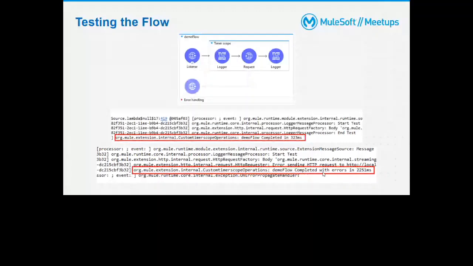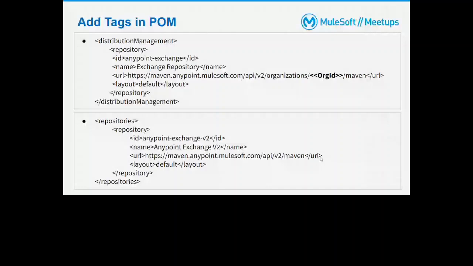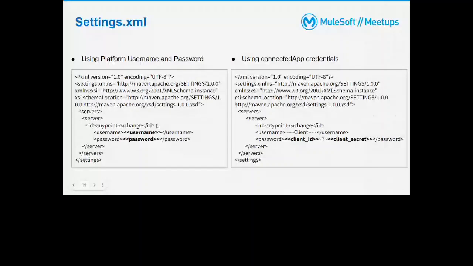Publishing to Exchange is again quite easy. We need to have two tags, the distribution tag and the repository tag, in the POM file of our scope, the project which we have imported. Then we need to have a settings file. You can have two different ways of setting up your settings file, one with the username and password, another with the client ID and secret.